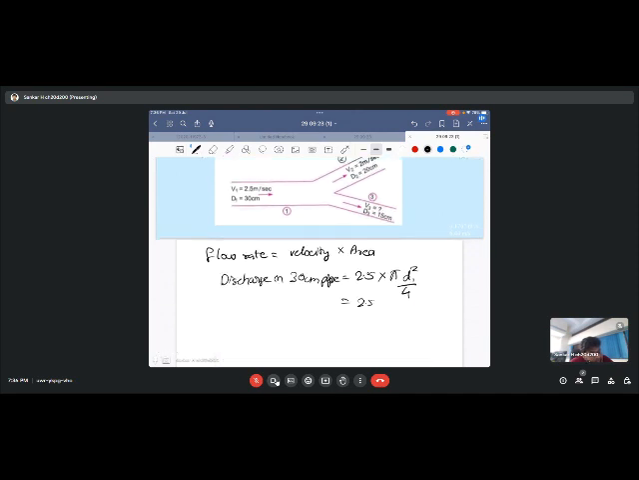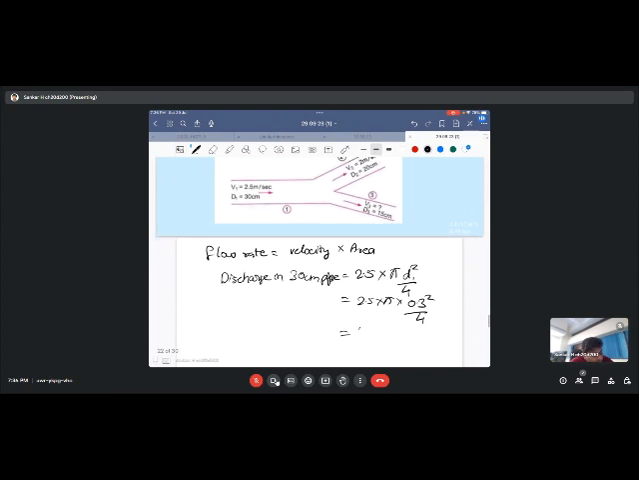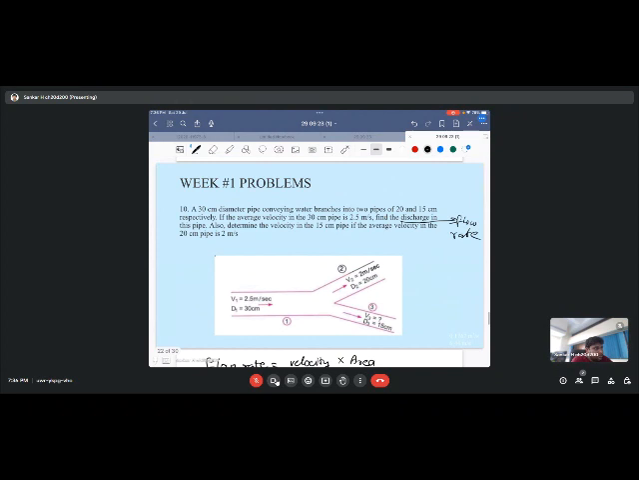So we'll get this as 2.5 times pi times 30 centimeter is 0.3 squared by 4. And in fact, this is very straightforward. We'll get this as 0.177 meter cube per second.